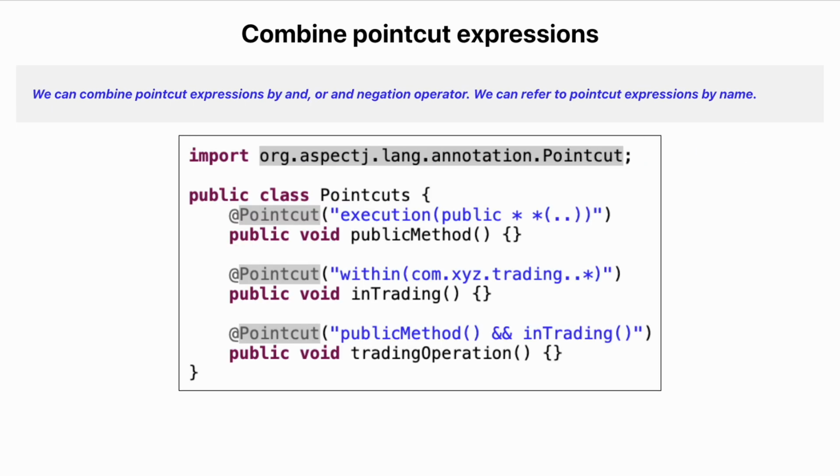We can combine pointcut expressions by and, or, and negation operators. We can refer to pointcut expressions by name. For example, the first pointcut expression matches execution of any public method. The second matches if it is in the trading module. The first two expressions are combined in the third. The visibility used in the method definitions affects the reference of pointcuts.